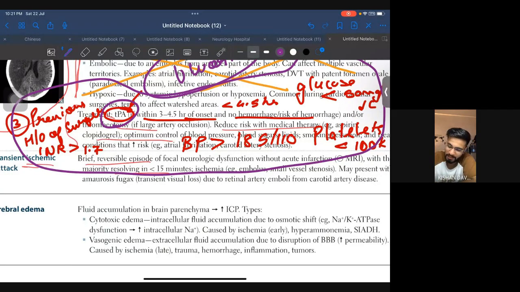Now coming to another topic, that is transient ischemic attack. A similar condition will be there, similar to ischemic brain stroke, the only difference is that it will resolve within 15 minutes, whereas ischemic brain stroke doesn't resolve. Simple. If they say the symptoms resolved within 15 minutes or within 10 minutes, your answer will be transient ischemic attack. That's it. All right.